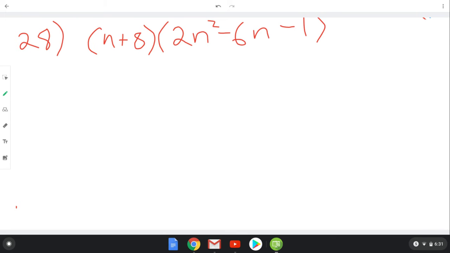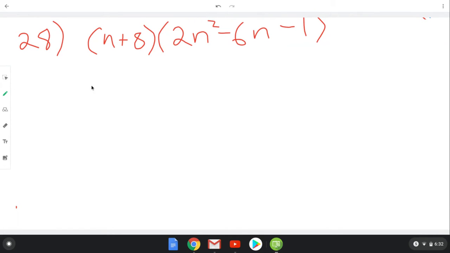So here we go. In the last video, we talked about FOIL, and I said that you're multiplying each term in the first polynomial by each term in the second, and that's still true. The front, outside, inside, last isn't going to work exactly anymore because now we have a trinomial here, but we're still multiplying each piece of this by each piece of this. So let's look at what that would be.